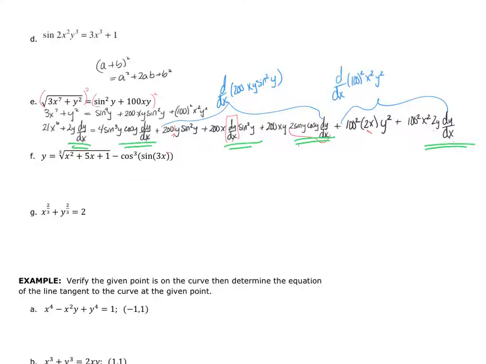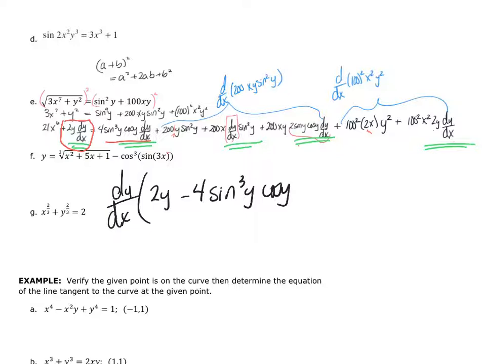Okay, so I'm going to have dy dx out front. And that's just because I know I'm going to have to divide everything by it. Okay, so my first term is 2y. And that comes from this right here. Okay, now I'm going to move this one over. So then it's going to be minus, I'm going to factor out the dy, minus 4 sine cubed y cosine y. And that takes care of that one.